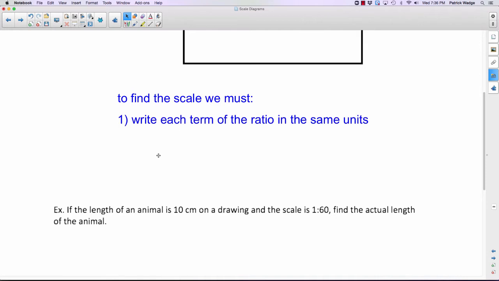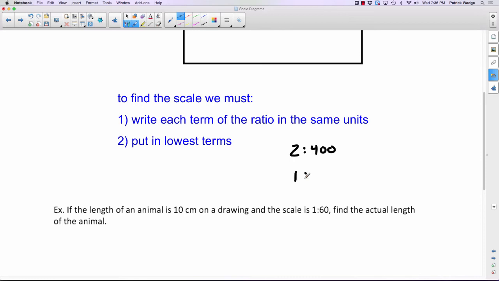And the second thing that needs to be true is that it should be in lowest terms. So you would never see on a map something that says, oh, the scale is 2 to 400. No. If you figured out it was 2 to 400, you would put it in lowest terms. And obviously you could divide them both by 2 and get 1 to 200. So you're going to make sure it's in lowest terms.